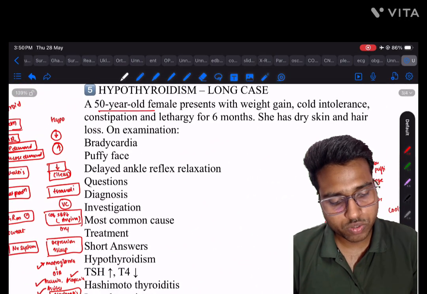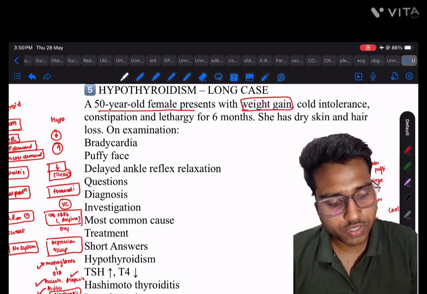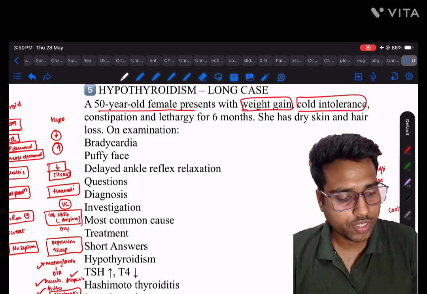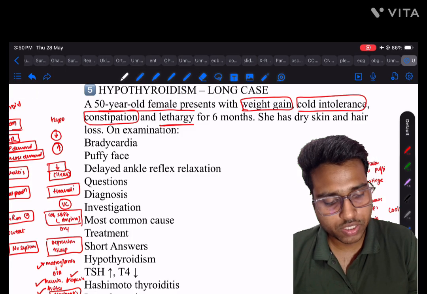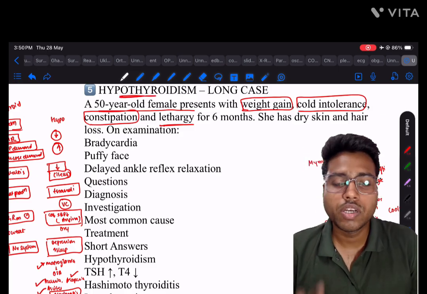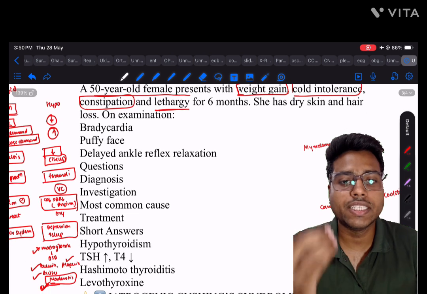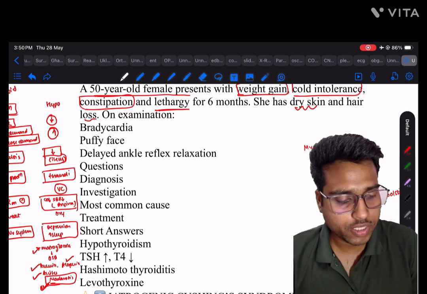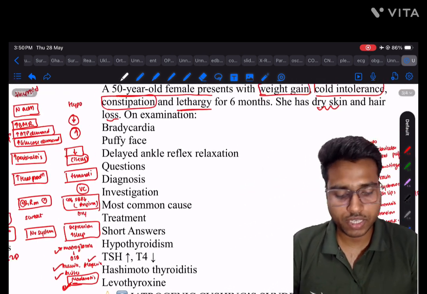Okay, what is the question? A 50-year-old female presents with weight gain, cold intolerance, constipation, and lethargy. This is hypothyroidism. You know the answer, but more important here is how to treat the patient. Okay, she has dry skin and hair loss, the same findings that I have told over here.